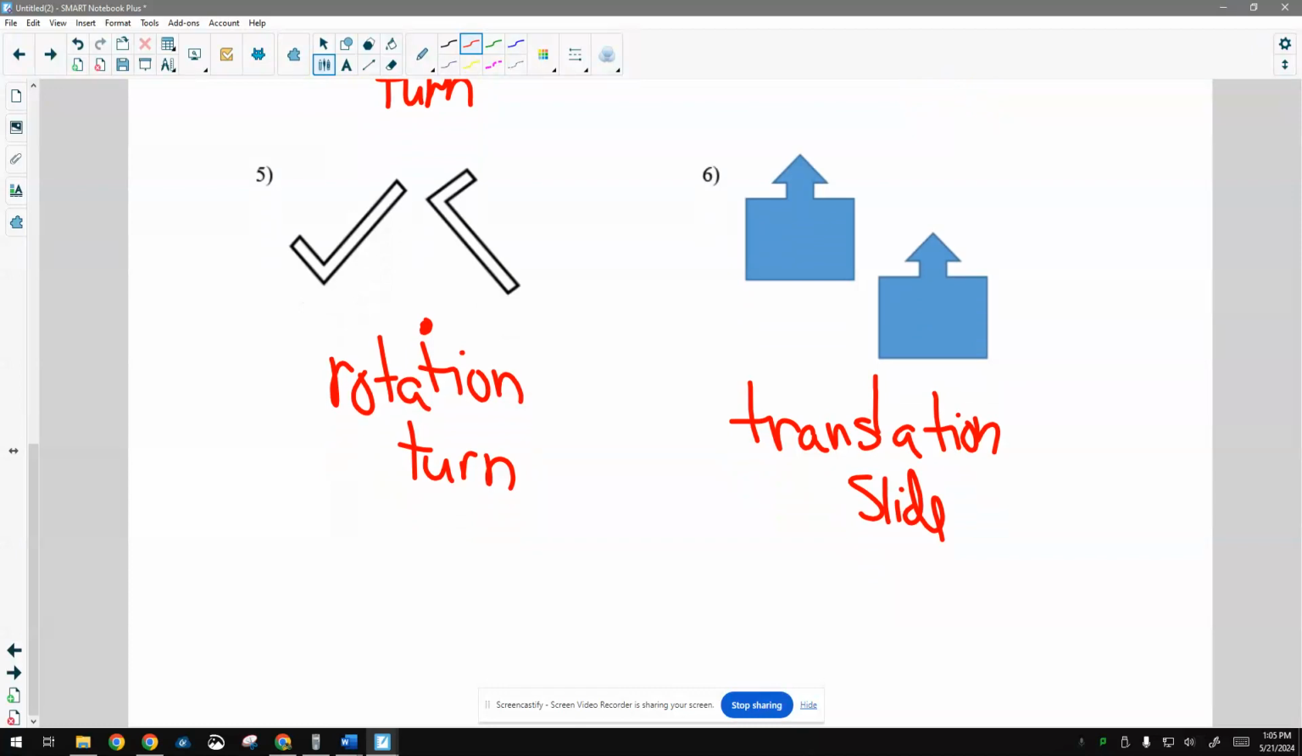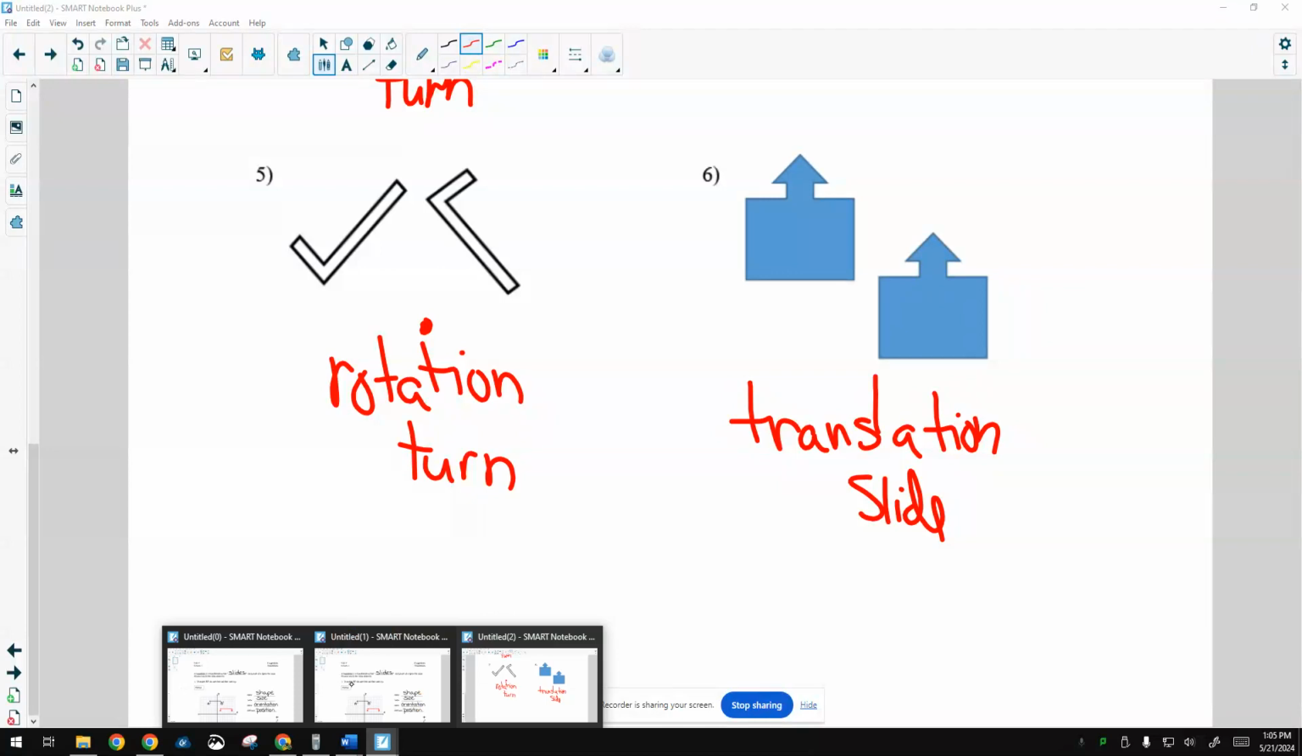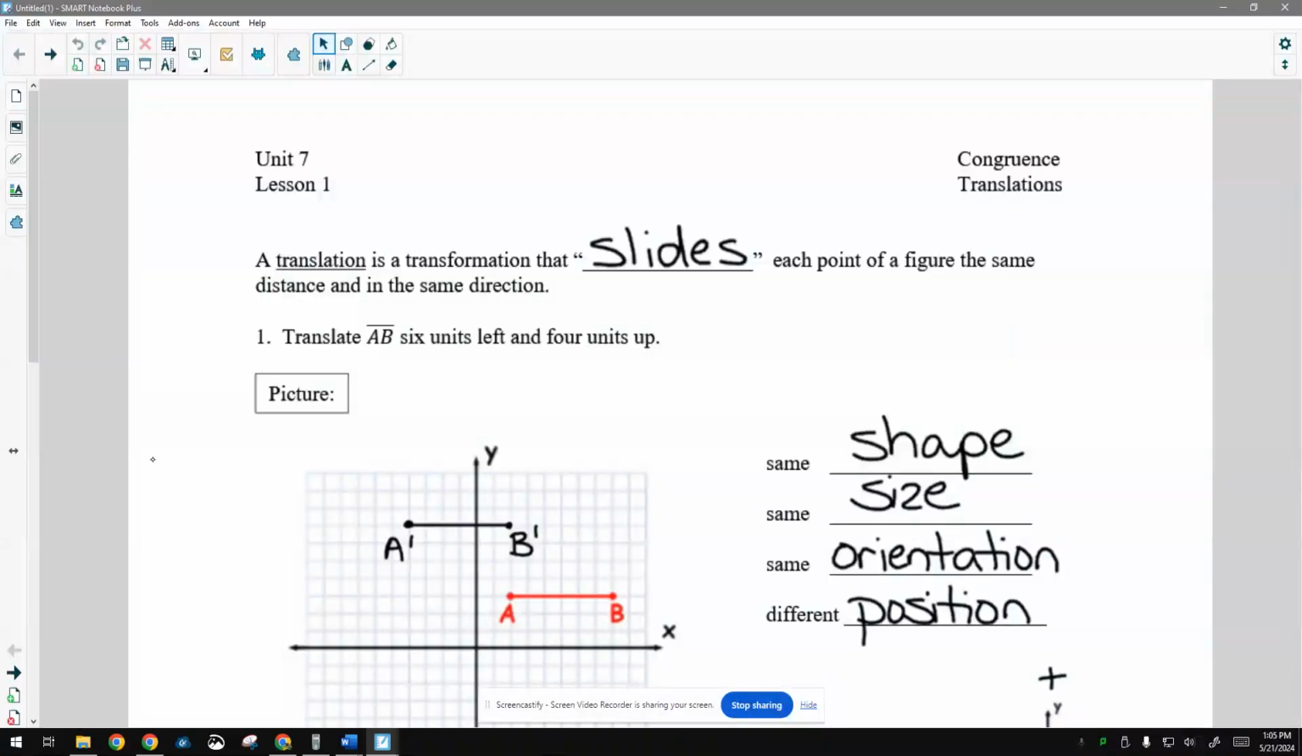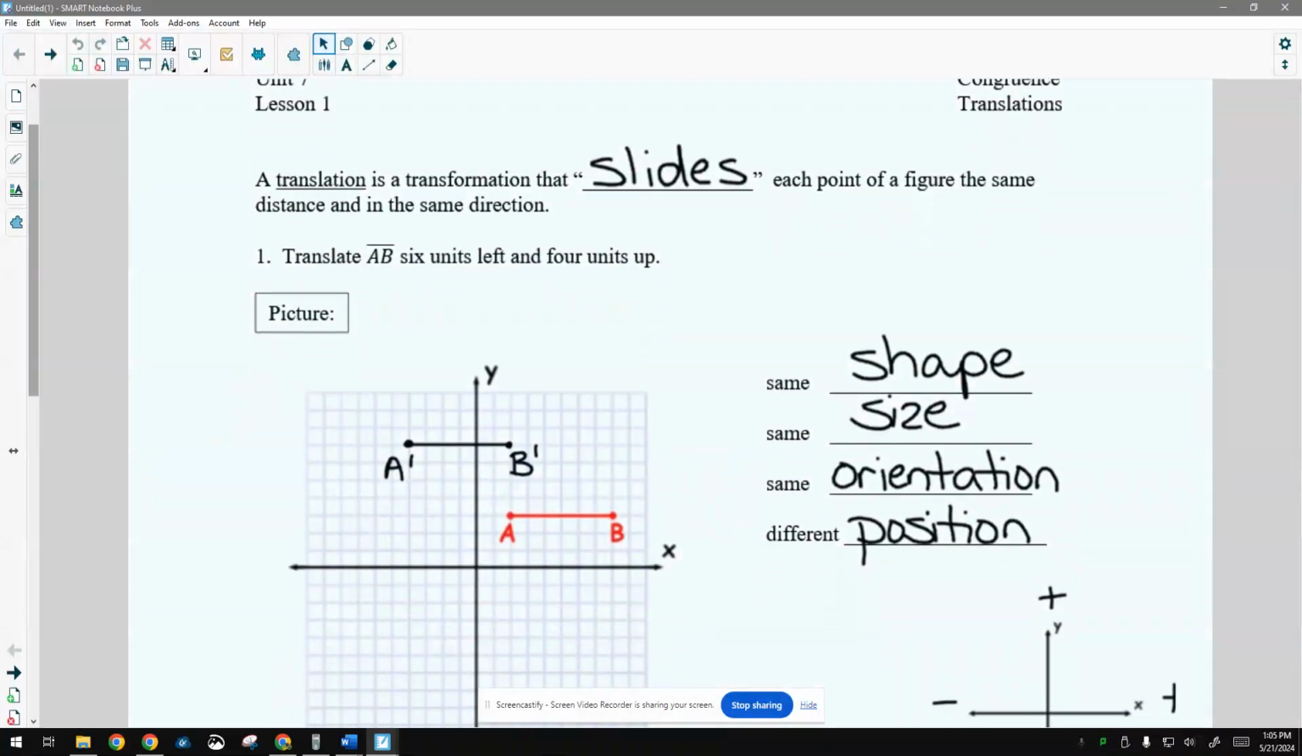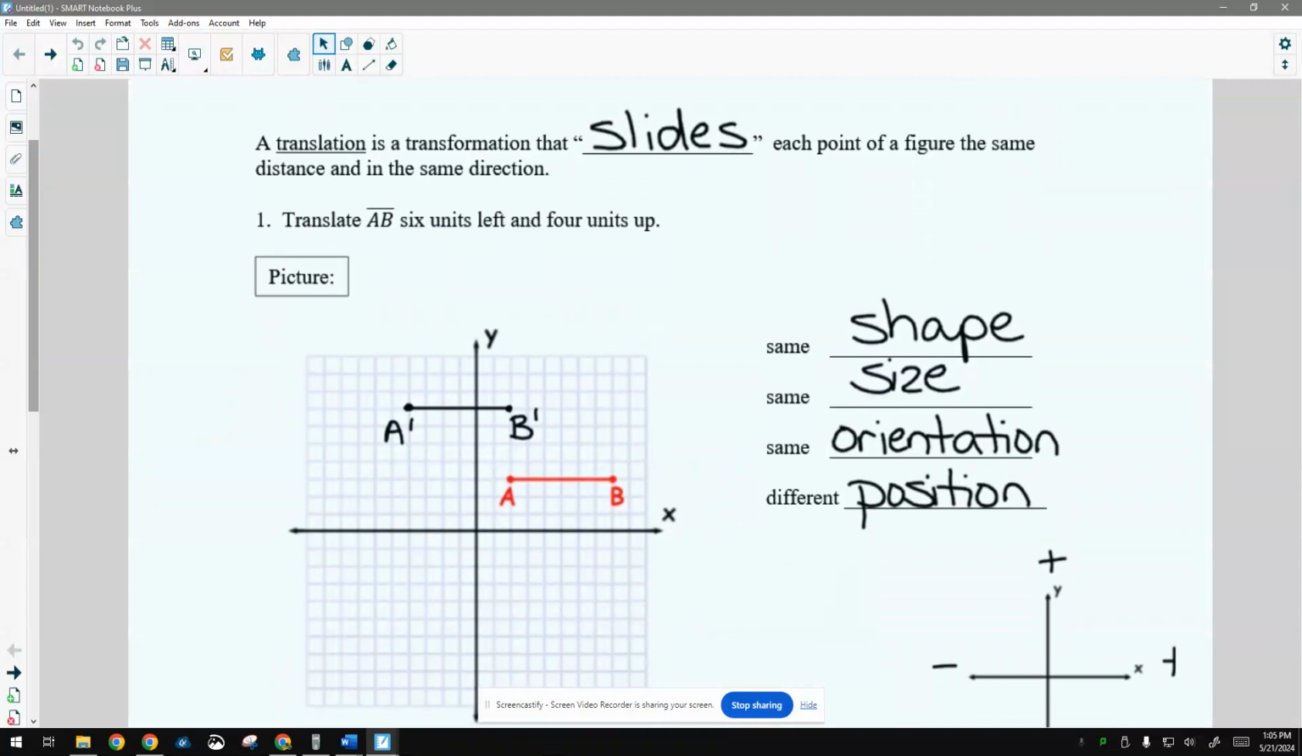Okay, so is there a practice on this if you flip the page, or does it go right into our next lesson? It goes right into lesson 1. Okay, so that's my little intro. And so here we go. You don't have to write, you just get to watch as we talk about this.